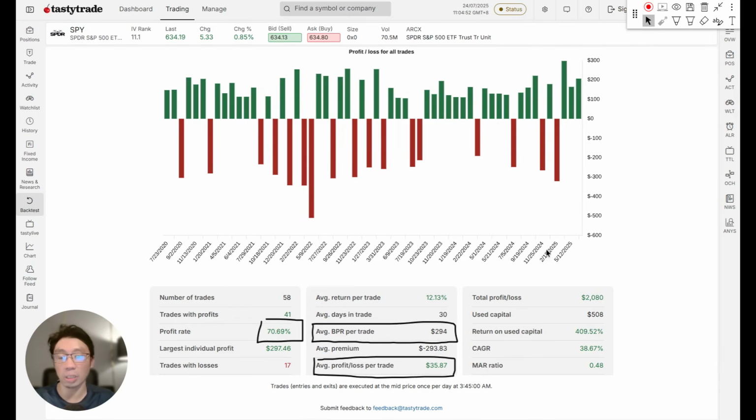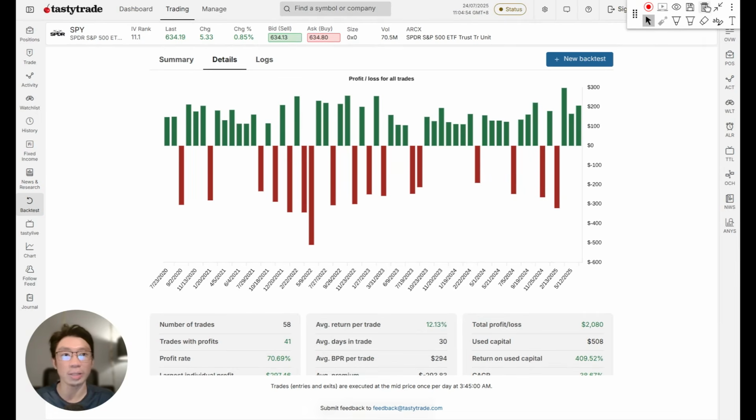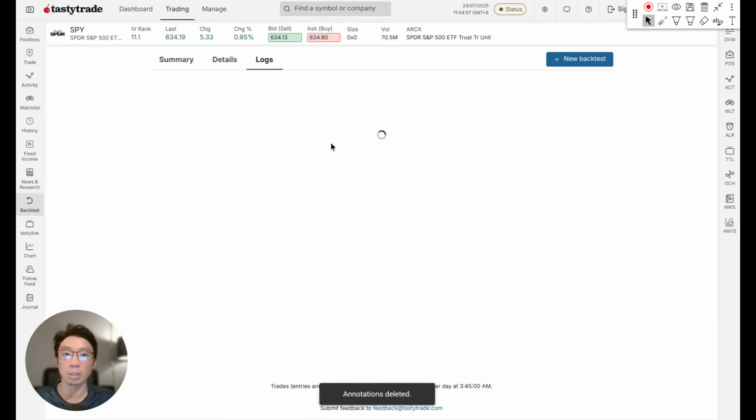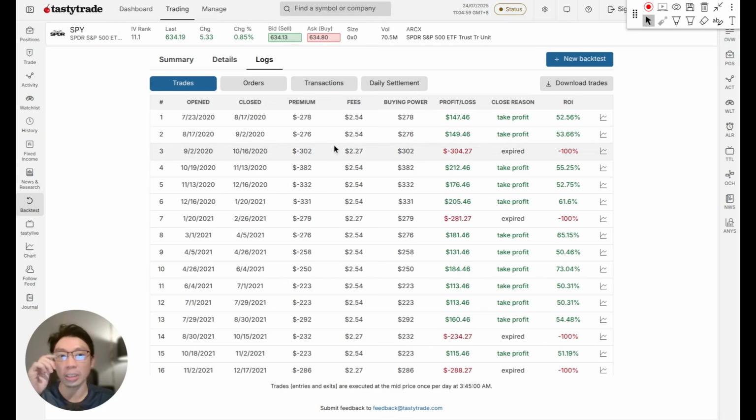Now let us dig into this a little bit further and let us take a look at the trade log itself. So we can see on a trade to trade basis how the trade is actually being constructed. So these are the trades. You can see how it took profit, if it expired, what is the loss, and so on.